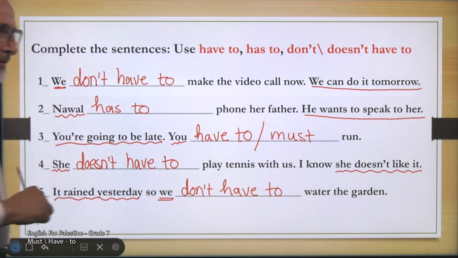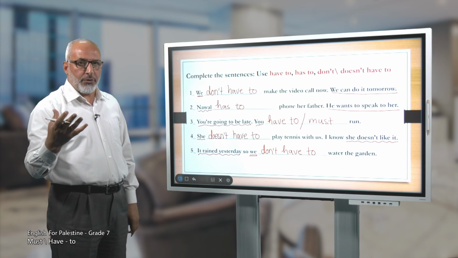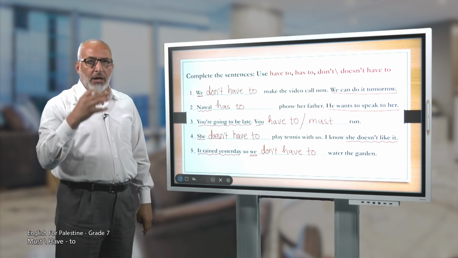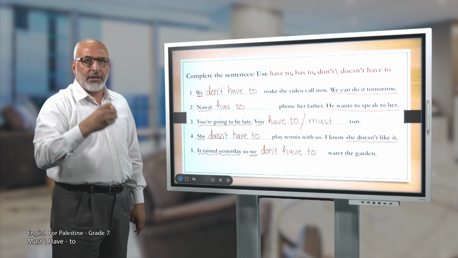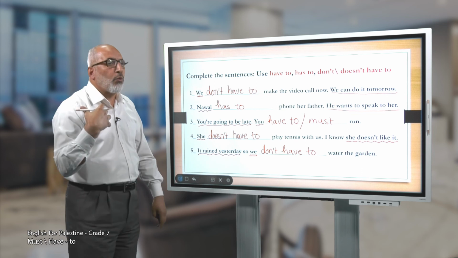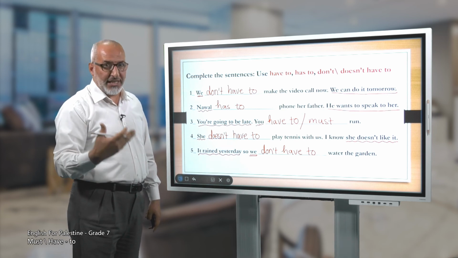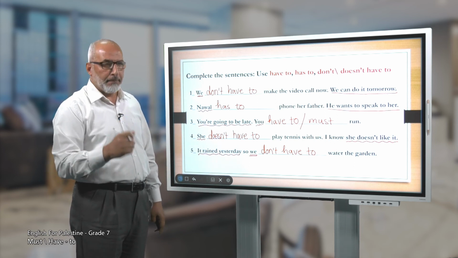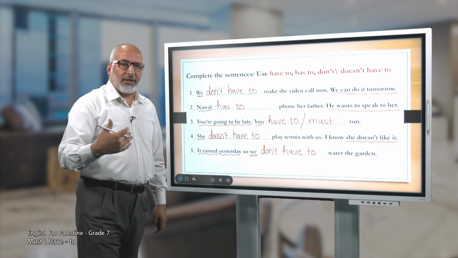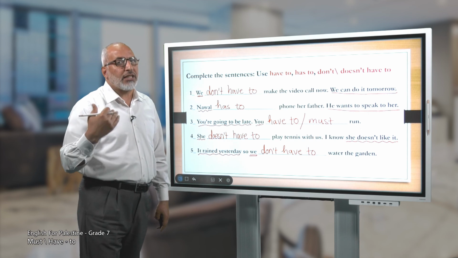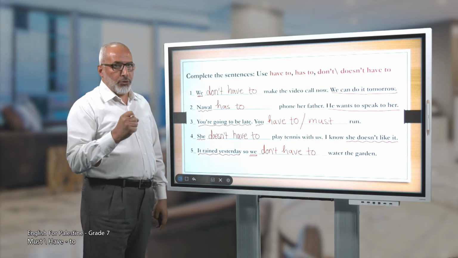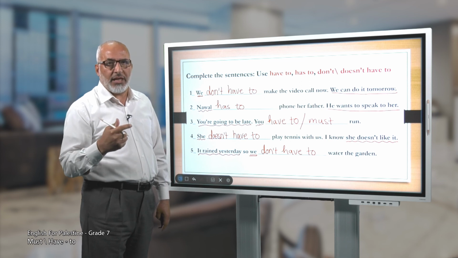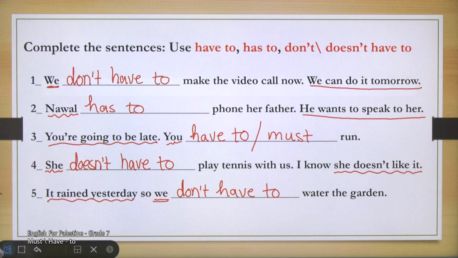Good. So my students, again, I'd like to remind you of the topic of our lesson today. Our lesson today is about must and have to. Must and have to are used when the action is very important or very necessary, and there is no difference in meaning between them. When we want to say that something is not necessary or not important, we use don't have to or doesn't have to. Don't forget to use don't have to when the subject is I, we, they, and you, and doesn't have to when the subject is he, she, or it.